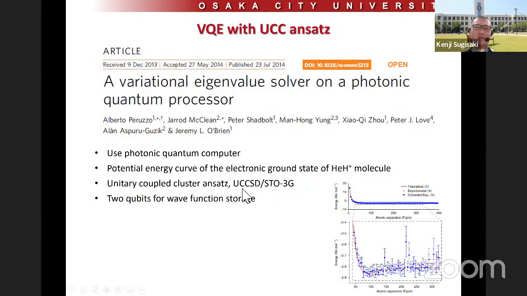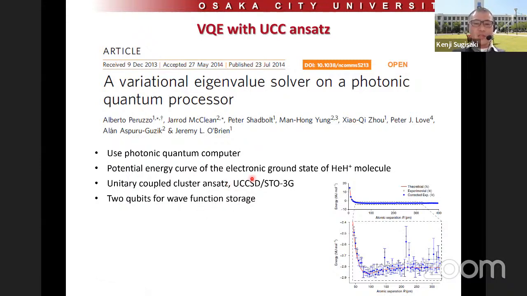And the first application of VQE using real quantum computers was using photonic quantum computers. The results were reported in this paper in Nature Communications. They calculated the potential energy curve of the electronic ground state of the helium hydride cation molecule. And they used the unitary ansatz to compute the correlated wave function, and they used QPE for wave function tracing.